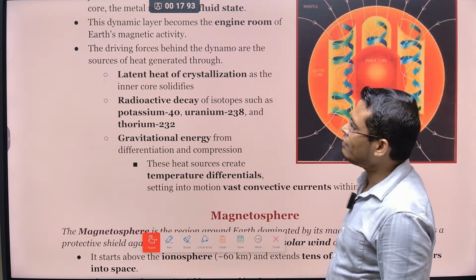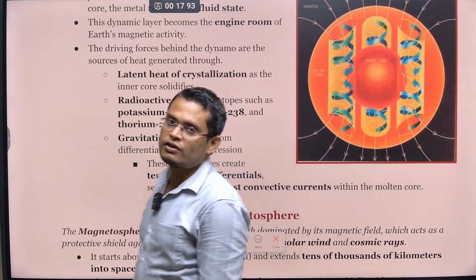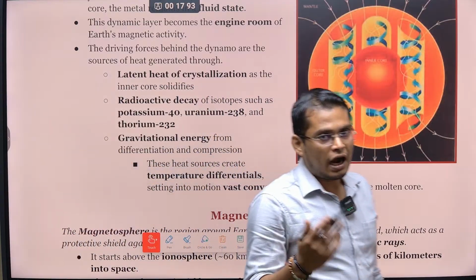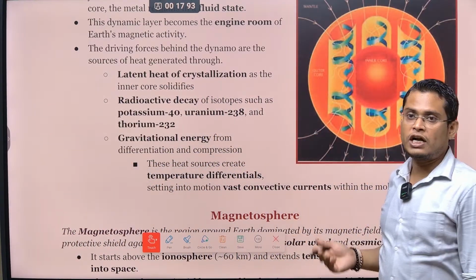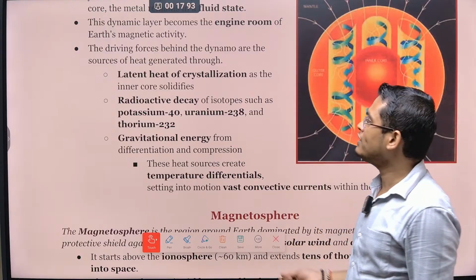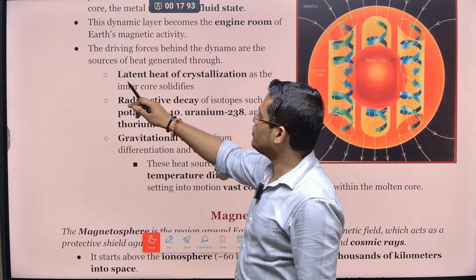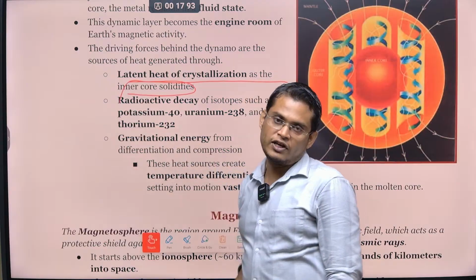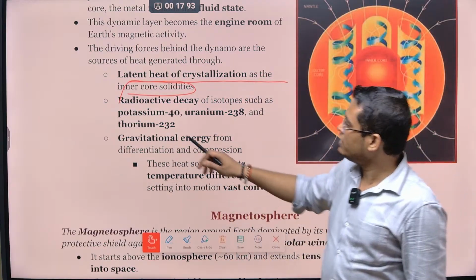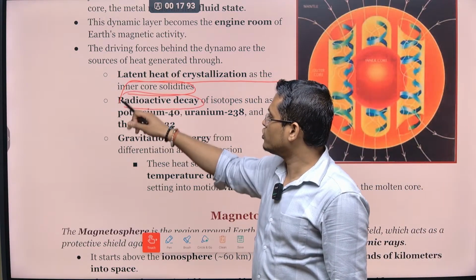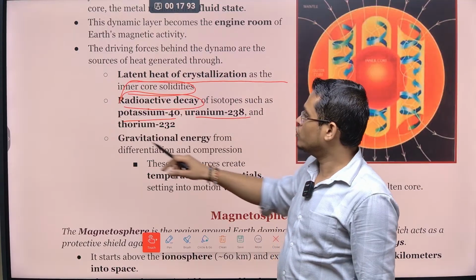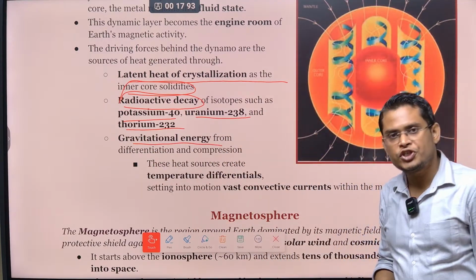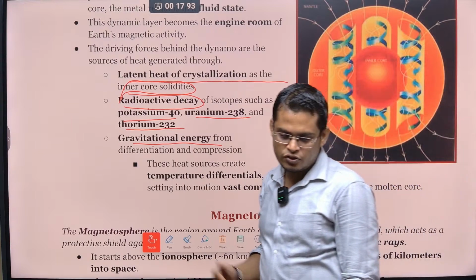So from where inside the Earth are we getting so much heat in the outer core? It is in a liquid state, so that means the temperature is very high. So where are they getting so much temperature? Because of the latent heat of crystallization as the inner core solidifies. Okay, that's the first one. The second one is radioactive decay. There are some elements like potassium, uranium and thorium, and they decay. There is also gravitational energy, some of which is also called residual energy. Residual energy means it's not written here.